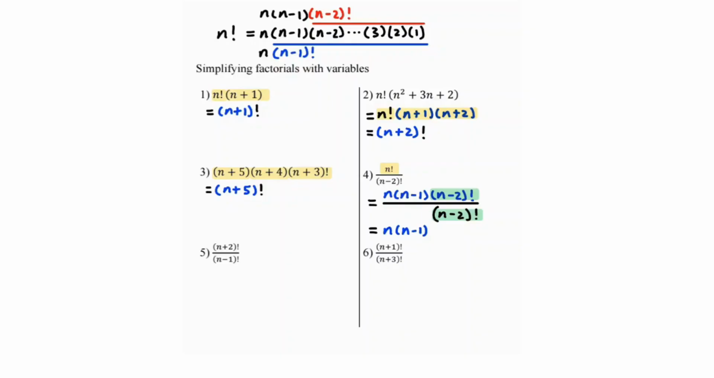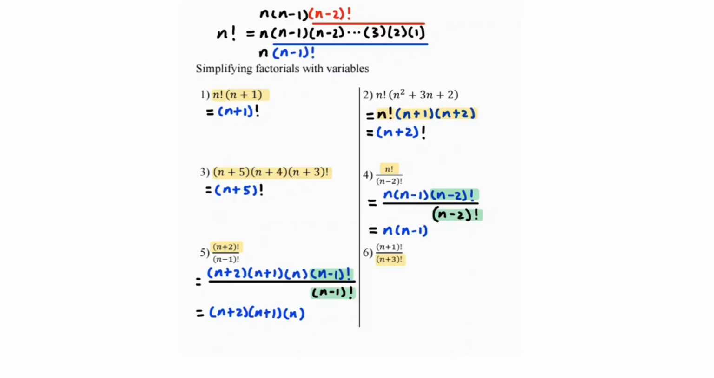Example 5, we have n plus 2 factorial divided by n minus 1 factorial. The numerator n plus 2 factorial is larger than the denominator n minus 1 factorial. So we break down the numerator. So we have n plus 2 times n plus 1 times n times n minus 1 factorial. We'll keep the denominator the same, so we can cancel them out, leaving us n plus 2 times n plus 1 times n.